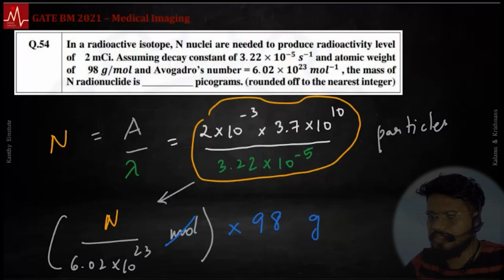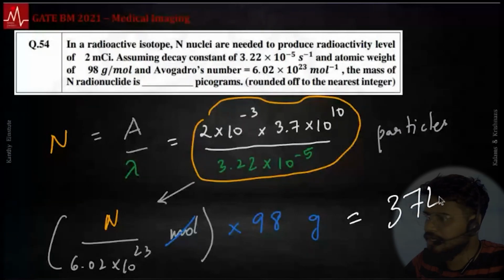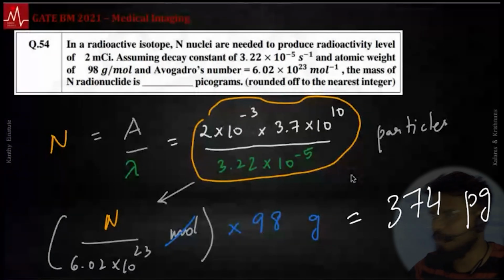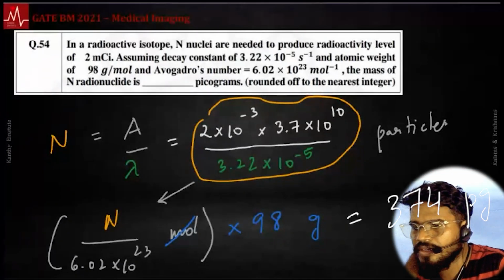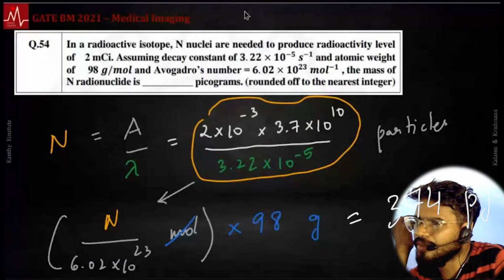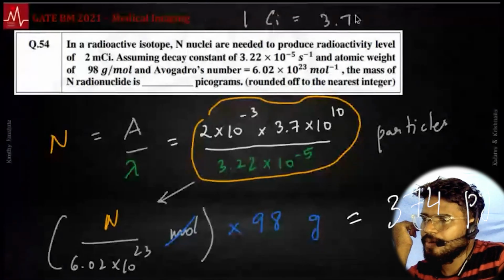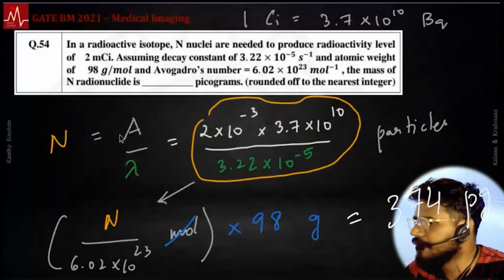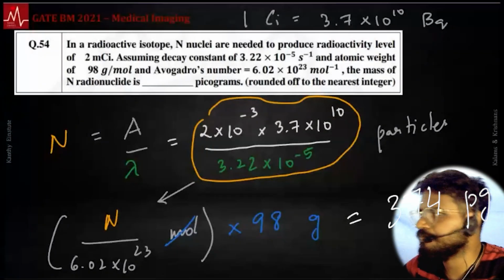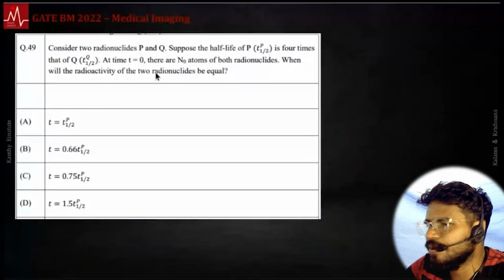Nano, I'm getting 374 picograms, if I enter the numbers correctly. 374 picograms. 3.14 into 10 power minus 10. So this is where you need what I recalled initially: 1 curie is 3.7 into 10 power 10 becquerels. That is decays per second, right? You need that.